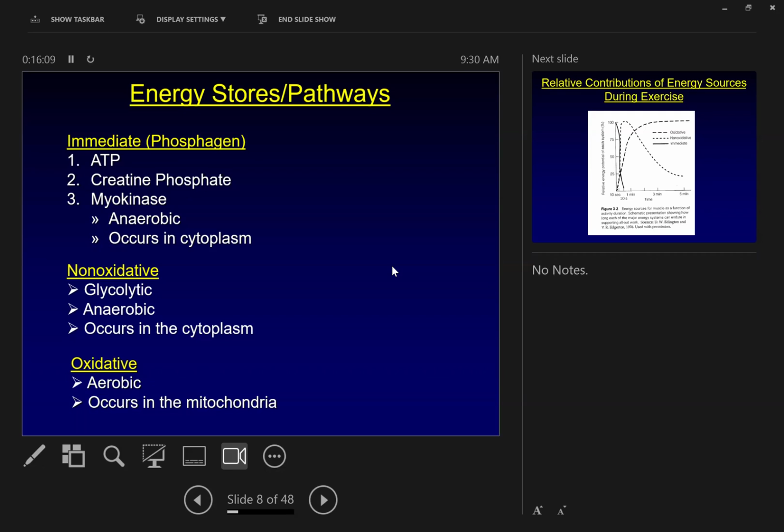The key thing to remember about the phosphagen systems, okay, is they're fast. They're very, very fast. And that has implications for when we use them. Okay? And we'll talk about why they're fast in a minute. But they're fast. They are anaerobic. So they do not use oxygen at any point in the midst of this. There's no oxygen used. Okay? And they all occur in the cytoplasm. So these are things that are just floating around in the cytoplasm of a muscle cell.